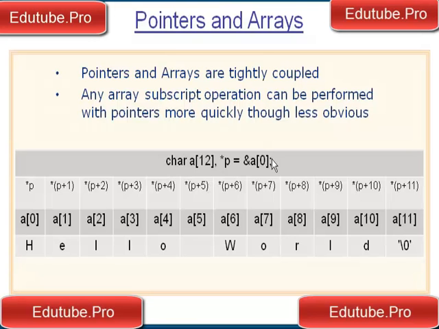Then, after this statement is performed, these are equivalent. Contents of P is the same as A sub 0, which is an H. Contents of P plus 1 is the same as A plus 1. And really, in the compiler, when you use A plus 1, it is changed into contents of a pointer plus 1. These brackets go away before the compiler gets a hold of the code. So this is what's really happening in here.